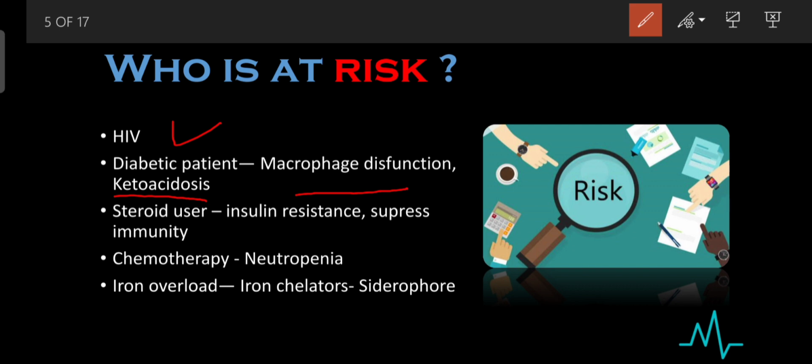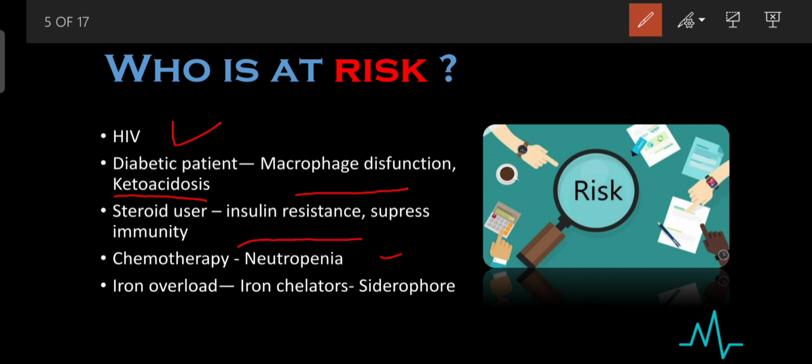So if the body is insulin resistant, the same manifestation will be seen in the steroid user as we see in the diabetic patient, because in this case also, with the insulin resistance, the hyperglycemic condition increases, and due to the suppression of the immunity, this particular pathogen will manage to grow.